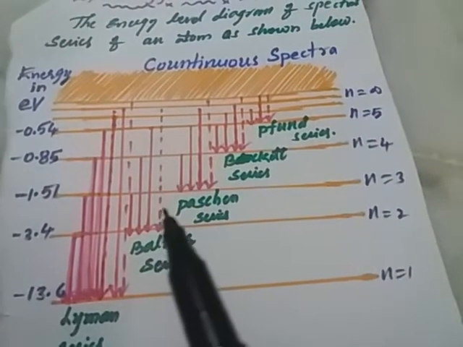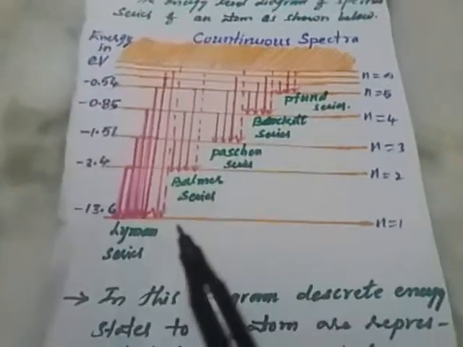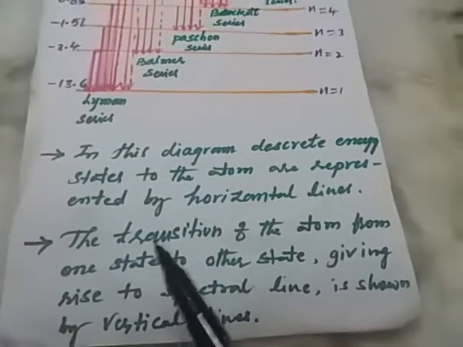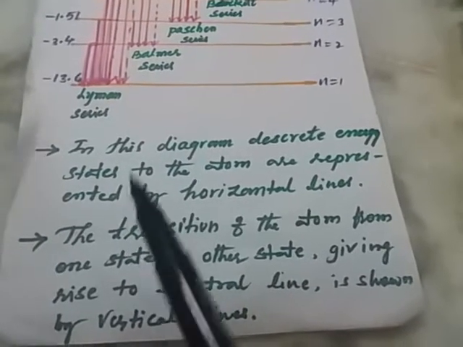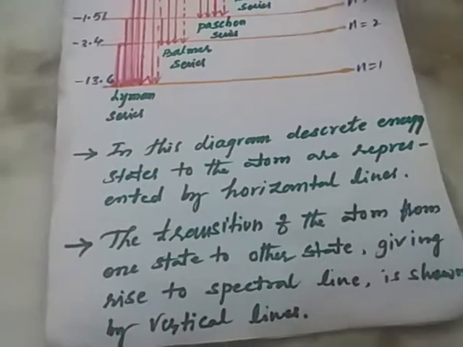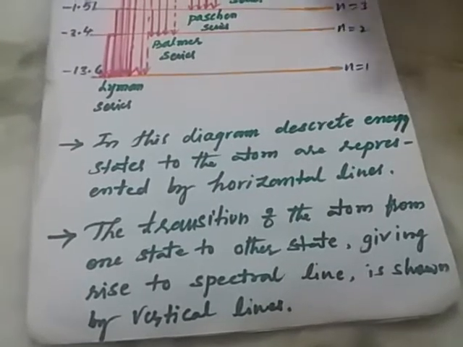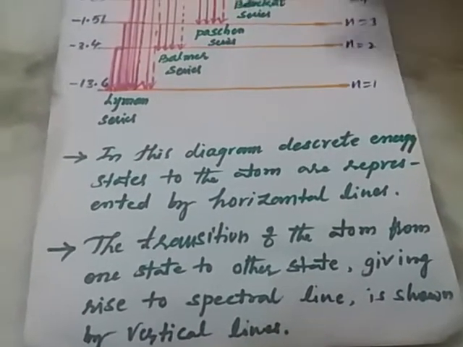The limiting energy state indicates the transition of the atoms from one state to another state, which gives the spectral lines. It is indicated by the vertical spectral lines. The vertical spectral lines indicate the transition of an electron or atom, and the horizontal lines are represented by the energy levels.